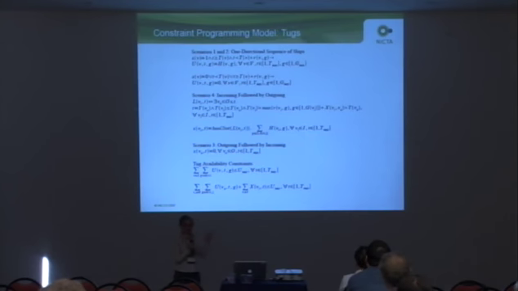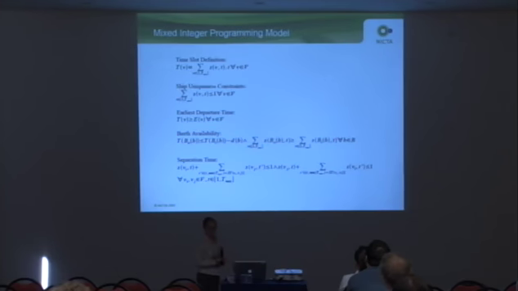So the tug model is quite complex. I'm not going to go into all the details of that, but it's explained in more detail in the paper. But as you can see, even with these 4 scenarios, it's a lot more complex than just the basic CP model I showed you earlier. We also model this problem as a mixed integer programming model, which is quite similar to the CP one, just all the constraints linearized. And again, it's explained in more detail in the paper.